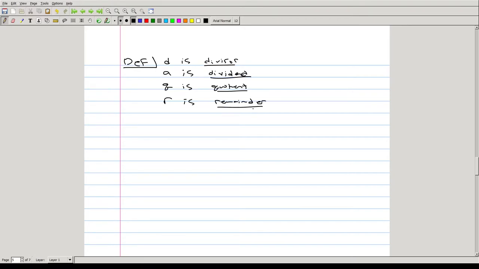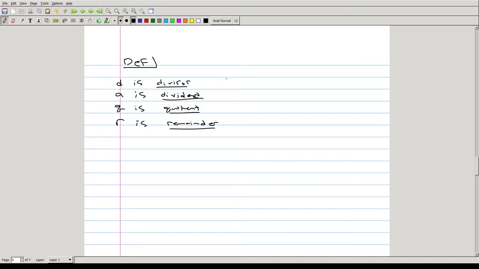So we'll define some notation to help us. In the equation given by this division algorithm, D is the divisor. I've already used this and talked about it a little earlier, but I want to really make a point of it. A is the dividend, Q is the quotient, and R is the remainder when dividing A by D.